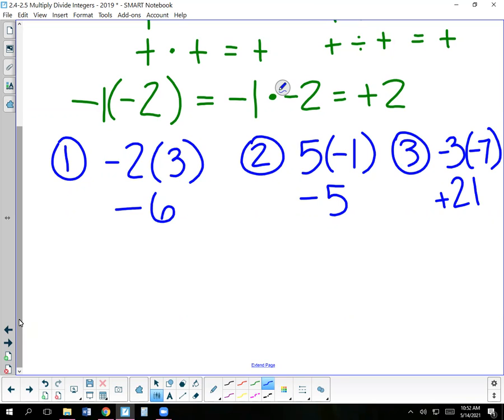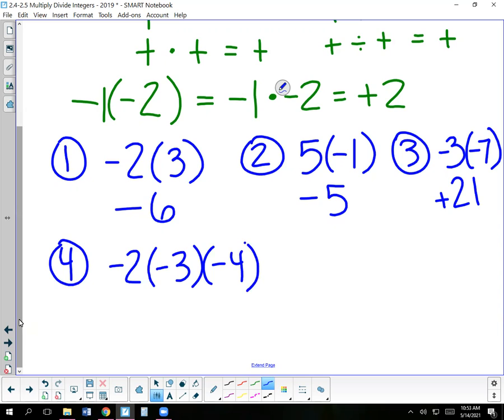Okay? So for instance, now I'm gonna throw a little bit different here. If I had a -2 times a -3 times a -4. Okay? Rules still apply. Does it matter which way I go? No, because it's multiplication. So I go left to right. So what is a -2 times a -3? +6, because a negative times a negative is a positive, and 2 times 3 is 6. And then I just multiply by this.